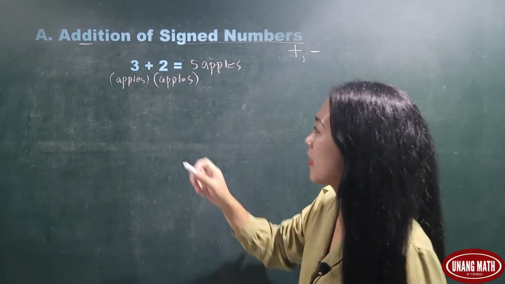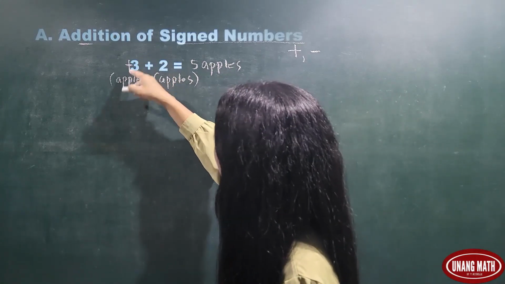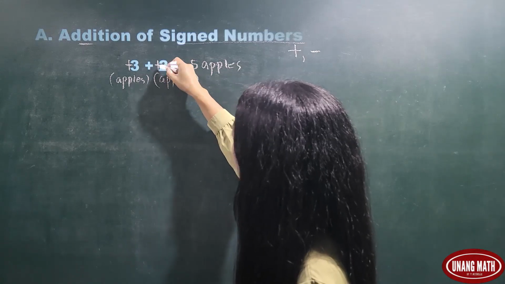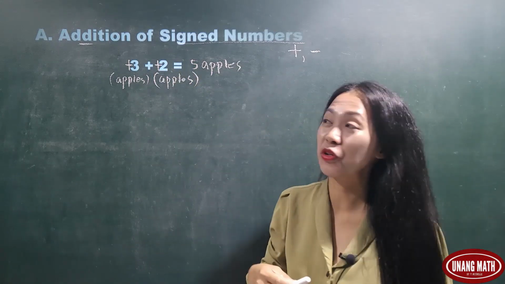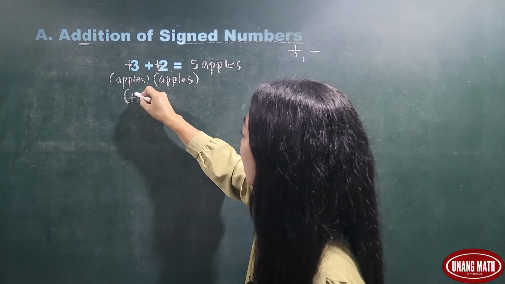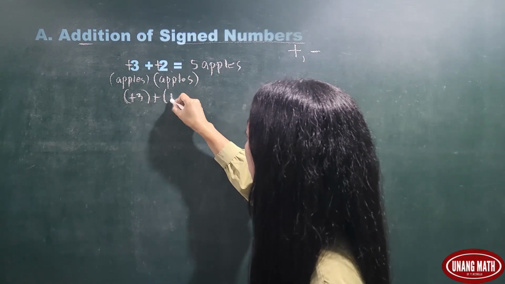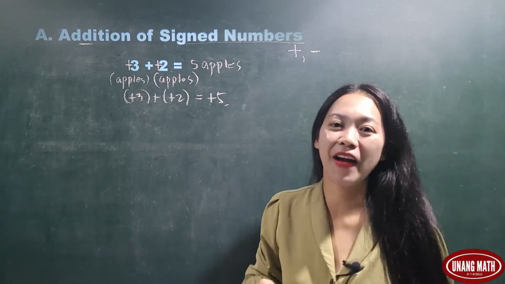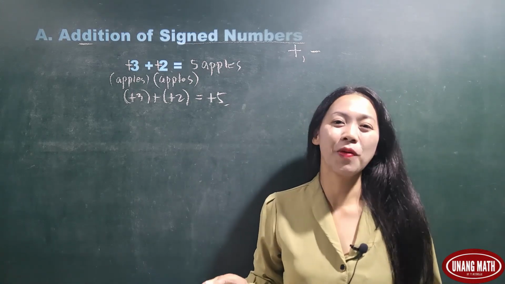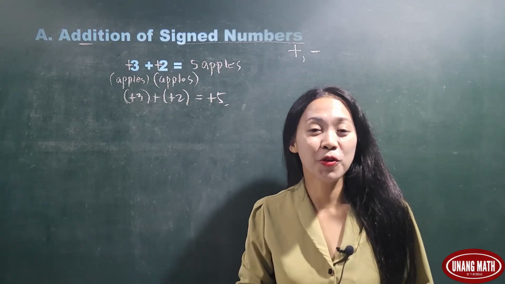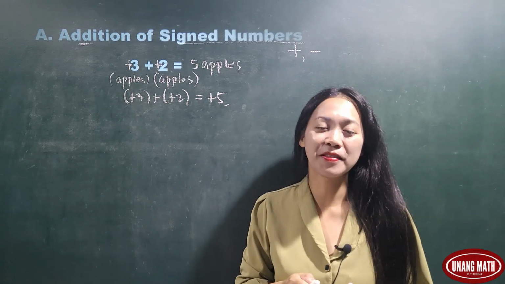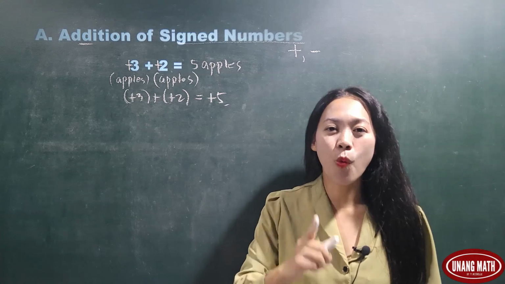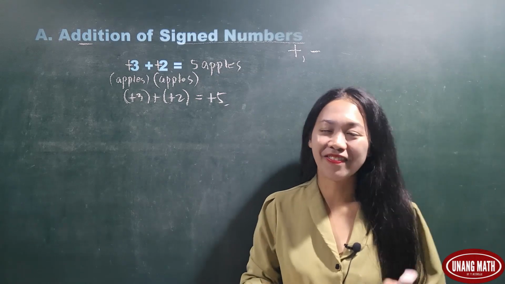Actually, there is a positive sign before number 3 and there is also a positive sign before number 2. So this is positive 3 plus positive 2. The answer is positive 5. It's easy to add positive numbers because we will just combine the numbers. How about if one number is negative?